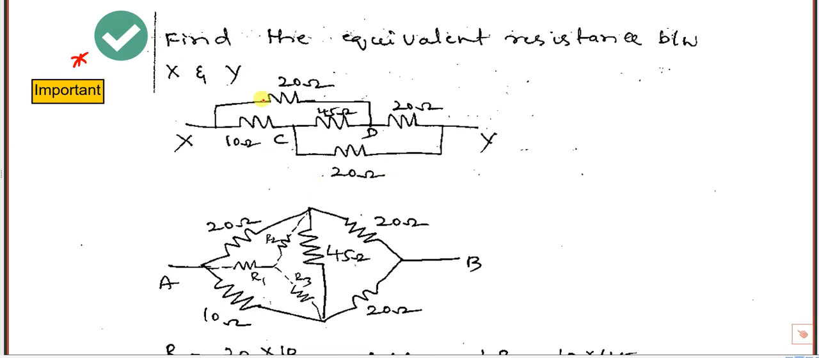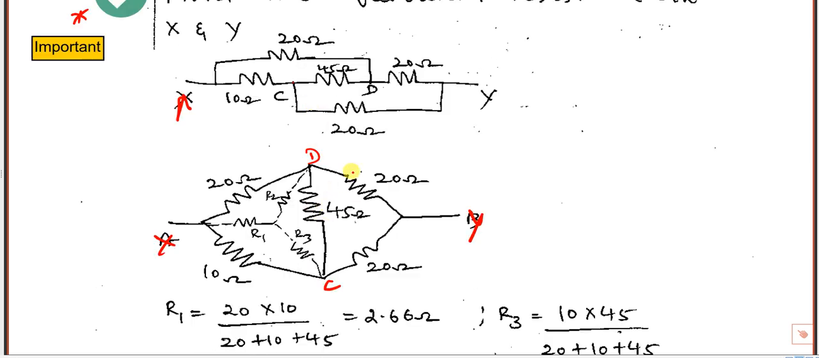Okay, let me do this. You have to rewrite this diagram properly. Consider this is x, this is y, and we'll call these two names c and d. This 20 is connected to d, so this will be d, this will be c. We are rewriting the diagram into this form.